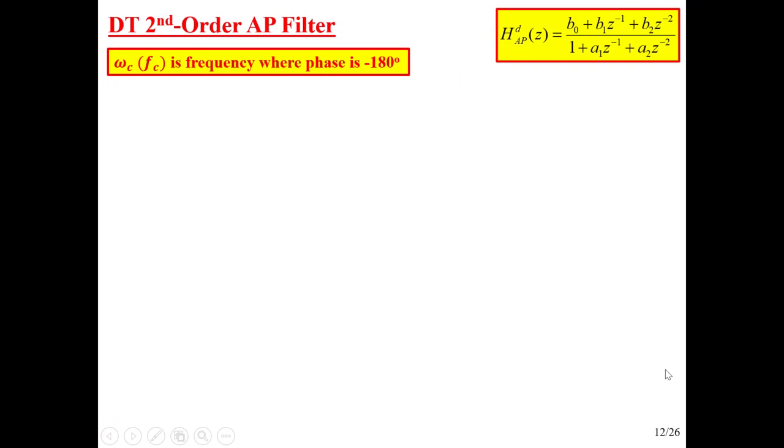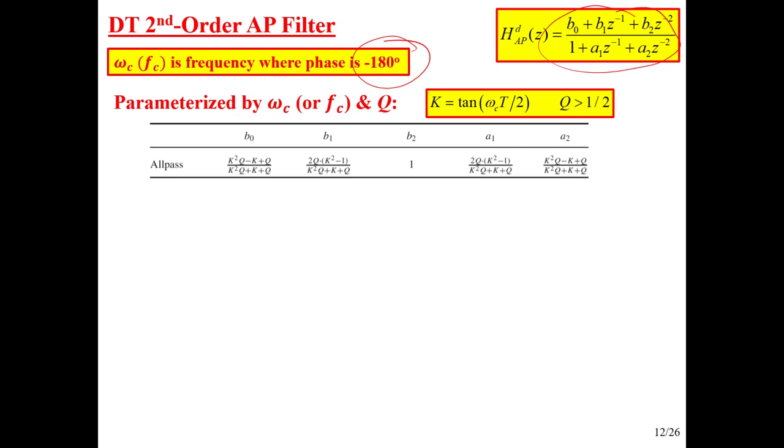Okay, so now let's look at a second order discrete time all-pass filter. And we'll see that, we've already seen that the cutoff frequency is where the phase is minus 180 degrees, or something equivalent to that. It could be plus 180 degrees if we put a negative sign out in front. But that's the form that we're going to focus on. So I'm just showing you the generic coefficients over here. And I'm not going to go through all the details of that.